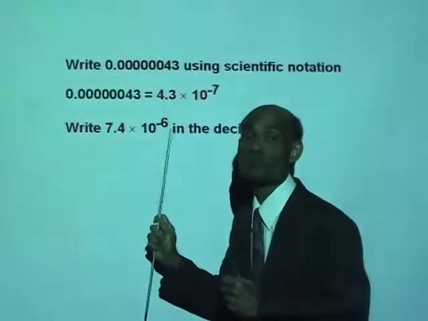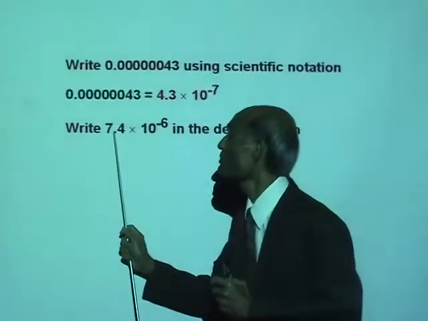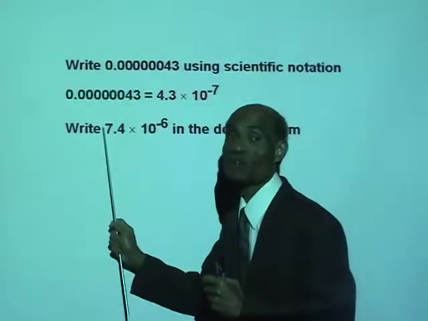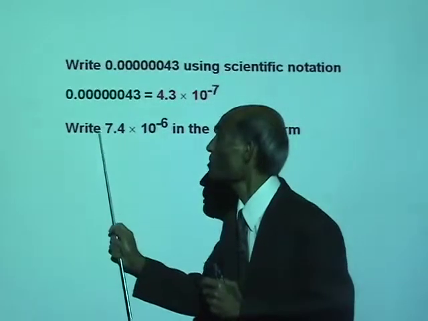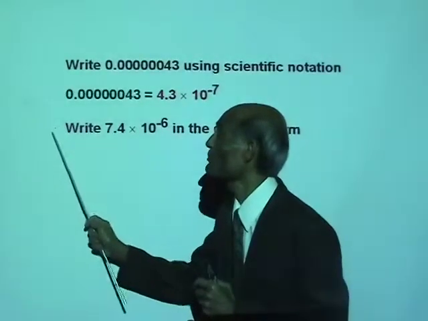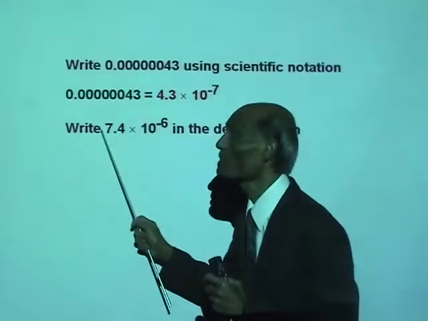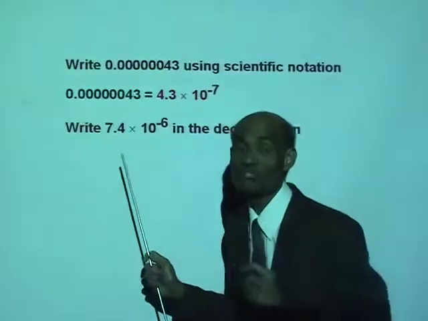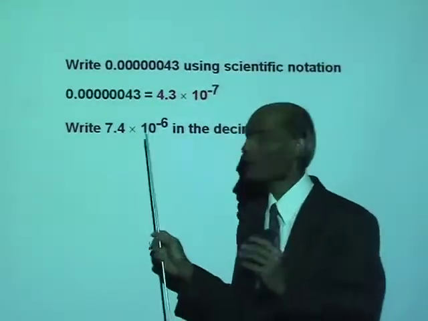There are 6 places. That means you got to move 1, and now you got to start putting zeros. 2, 3, 4, 5, 6. How many zeros did I put? 5 zeros. It is easy to remember like this.